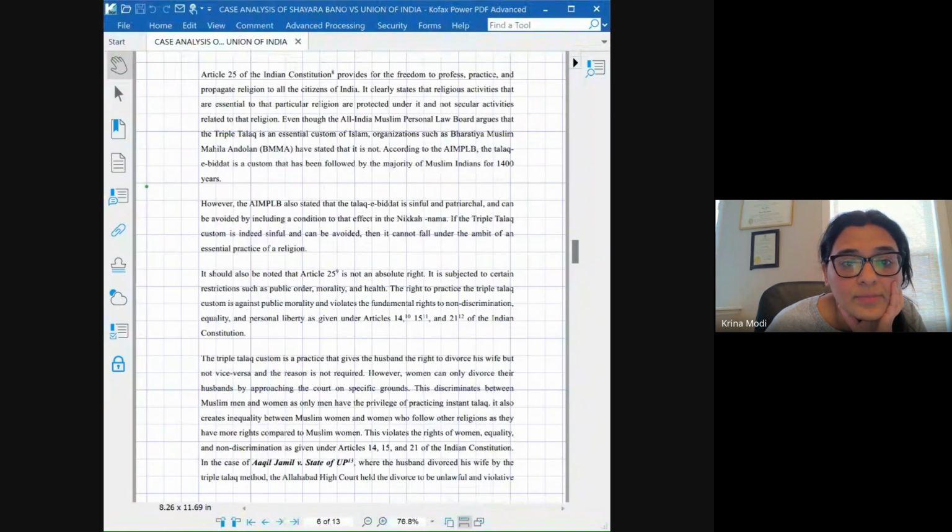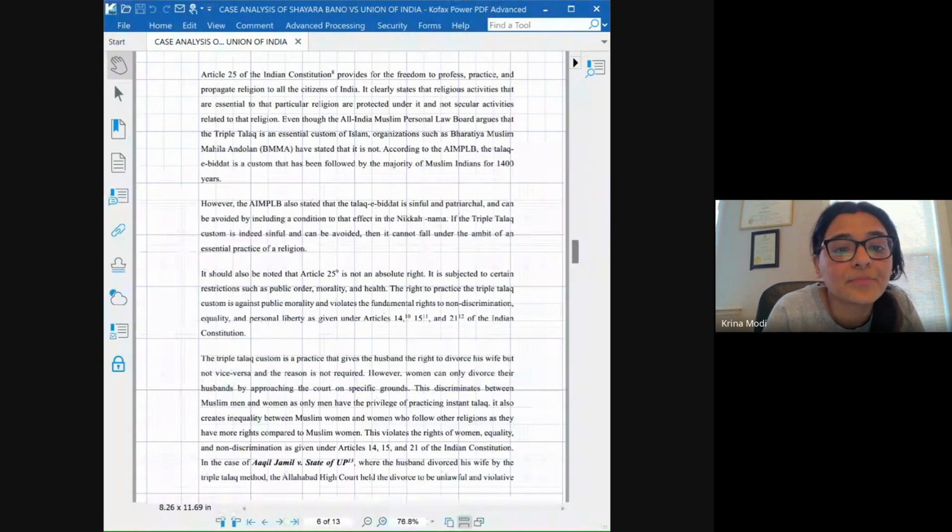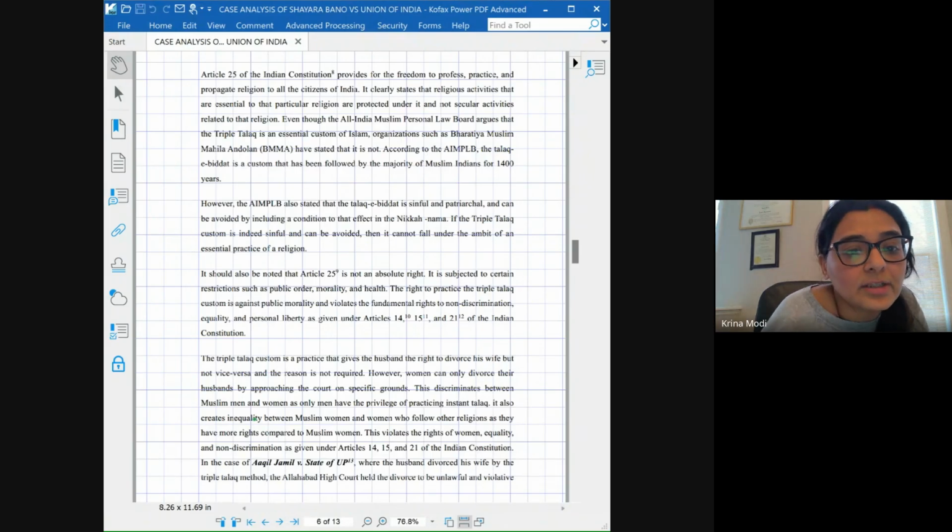Even though the All India Muslim Personal Law Board argues that triple talaq is an essential custom of Islam, organizations such as Bharatiya Muslim Mahila have stated that it is not. So this is a critical analysis of the case, on why it is a private contract, as stated by the respondent. The respondent states that the constitutional right does not apply here because Muslim personal law applies here. Why it does not apply is noted in Article 25.